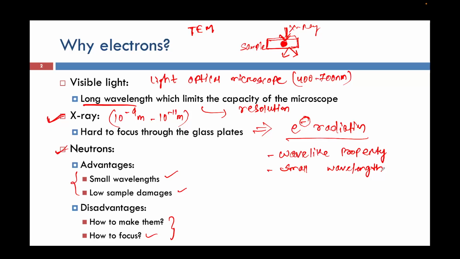Once we get the better resolution, the very nanometric features we can also resolve. As we will see in the subsequent slides, using an electron beam we will be able to resolve the distance between two atoms. That much resolution we will be able to get using this TEM instrument.